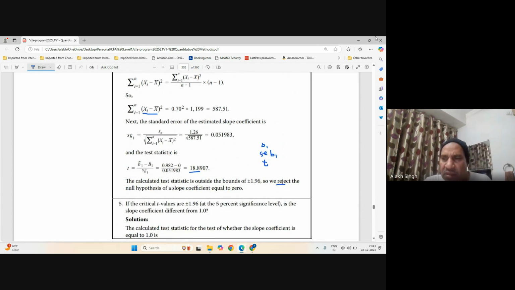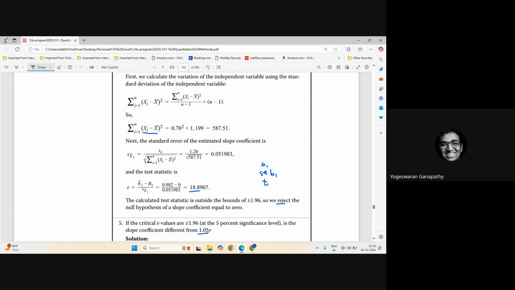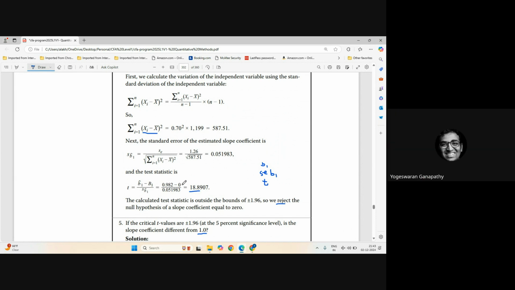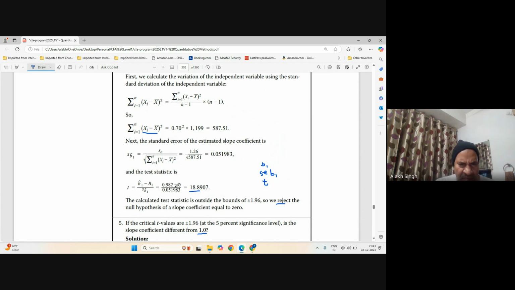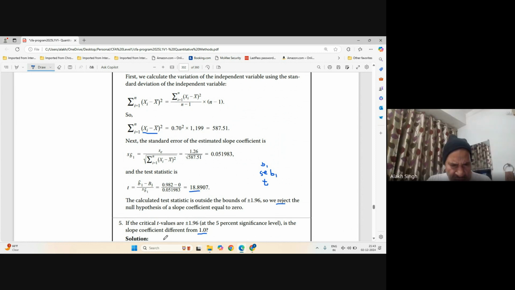Now, question number 5. It is not testing against 0 now, it is asking about 1. So what will you do? It becomes 0.982 minus 1, which gives 0.0018. So it will not be different from 1. What is it trying to say? Is the slope coefficient different from 1? And the answer will be no.